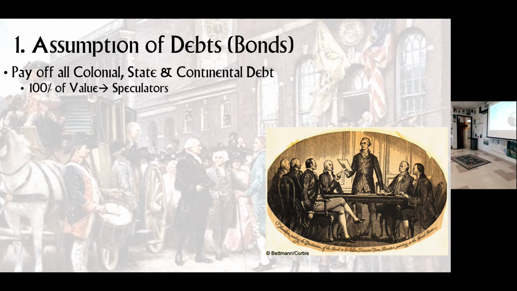And so they'll pay back 100% of the value to speculators who scooped these up from soldiers and people who couldn't afford it in the 1780s. These speculators are the merchant class. And if you paid a penny on a dollar and got 100% value of it back, that's 1,000% profit. What a massive boon to those speculators. So who's going to give money to? The merchant class.